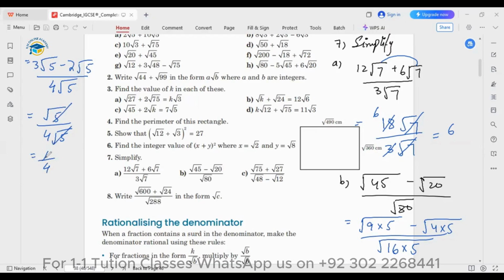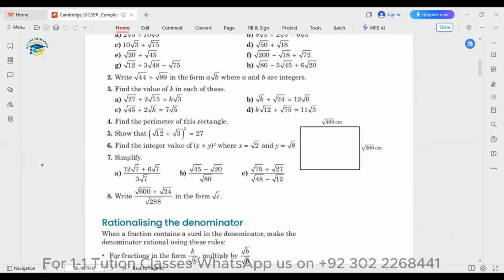Okay, so this is the simplification that we have done for part number B. Next, moving towards part number C. In part number C, again, we need to simplify, but in the numerator and denominator, they gave us the surds. So we have square root 75 plus square root 27. In the denominator, we have square root 48 negative square root 12.